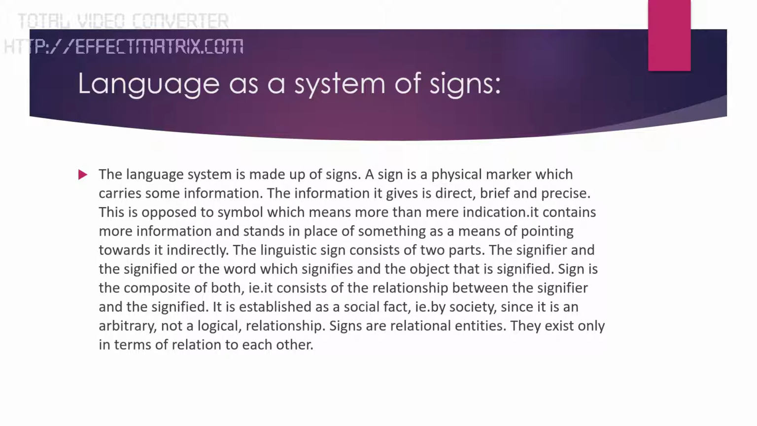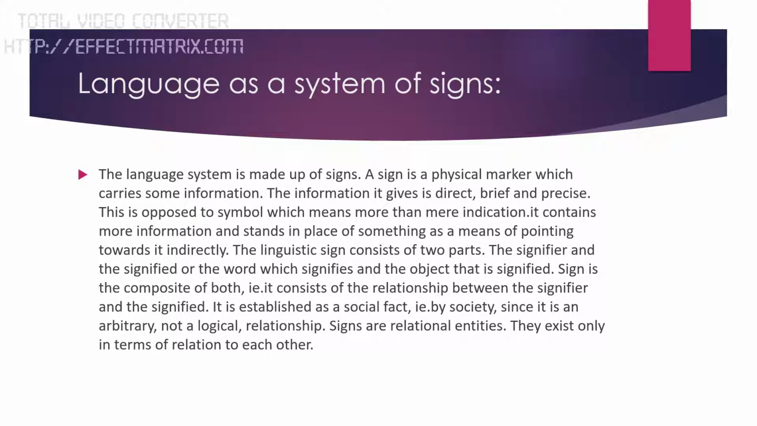That is the sign. For example, the word tree, T-R-E-E, is the word image, and it signifies a concept that we can see in our surroundings. That concept, tree, signifies that thing. But the word tree does not signify the actual object. If it did, the word for this object in all languages would have been the same, that is tree. But we know that this object is called by different names in different languages.